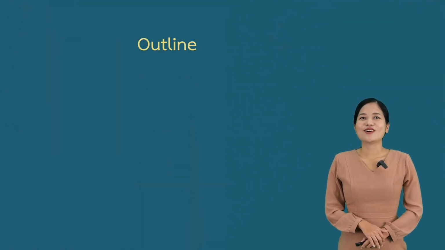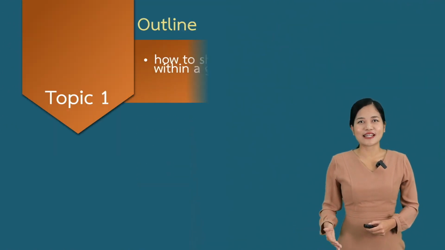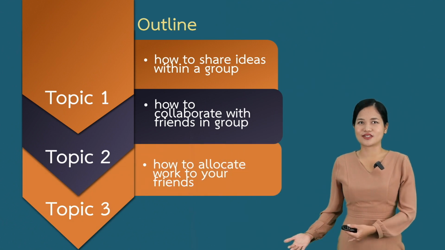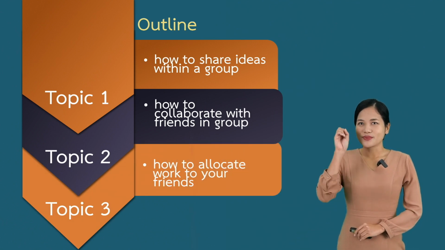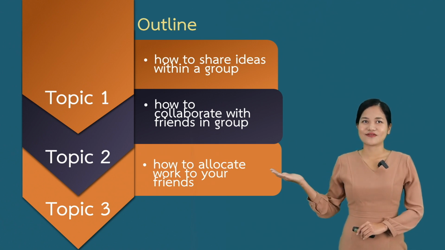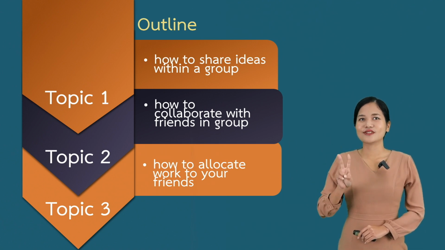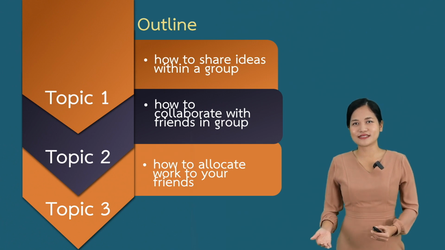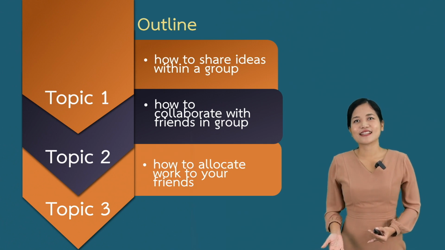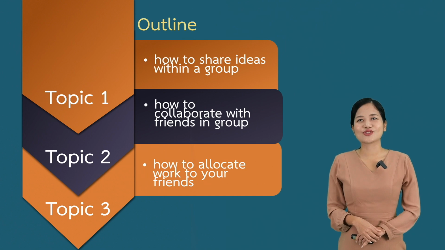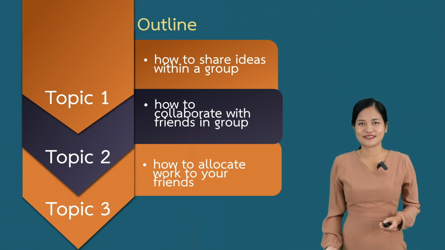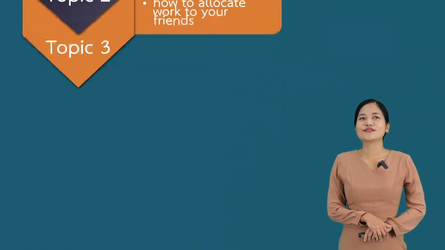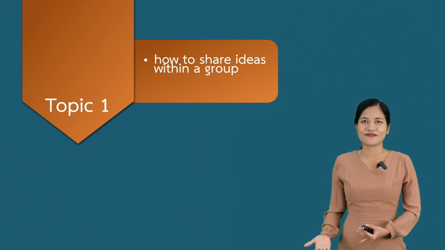Okay, how about next one? Let's take a look at the outline of our unit. So, the outline of this unit covers topic 1, how to share ideas within a group. Topic 2, how to collaborate with friends in group. And last, topic 3, how to allocate work to your friends so you don't need to work alone. Okay? Well, first, let's think about this before sharing ideas within a group.